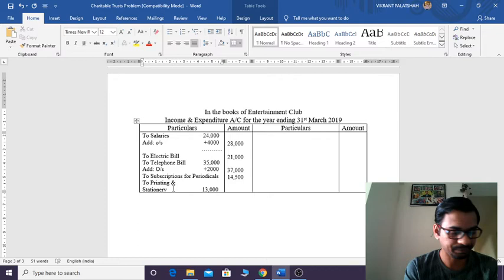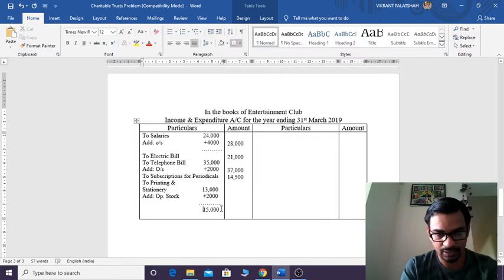Total amount of that will come to rupees how much? 15,000. Again under the inner column. And then what is given there? Closing stock. What to do with the closing stock? Less closing stock. And how much is the closing stock amount? It is of rupees 3,000. So 3,000 is deducted. And therefore the outer column goes 15,000 minus 3,000, it is 12,000.